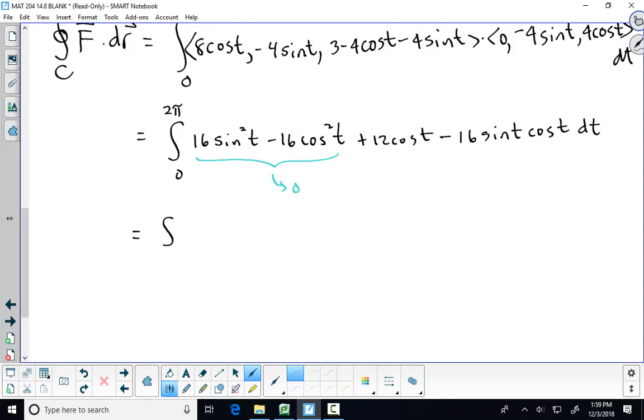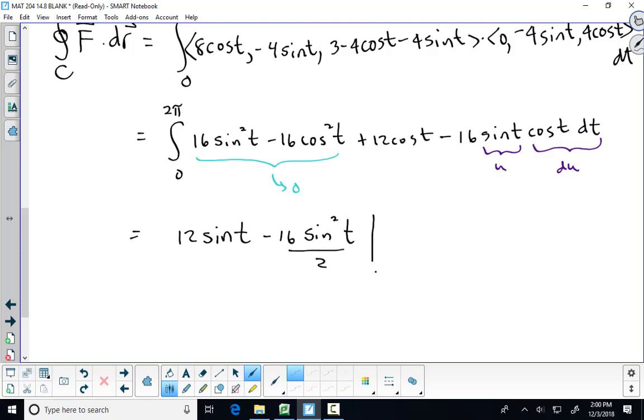When you integrate cosine, you get sine, so that one's going to go away too on this interval. And how about when you integrate this? If you wanted to, you could convert it to sine of 2t. But isn't this just direct u substitution, with u as sine? If this is u, then this is du. So it's really sine squared over 2. So we get minus 16 sine squared divided by 2, from 0 to 2 pi. That's all going to be 0.